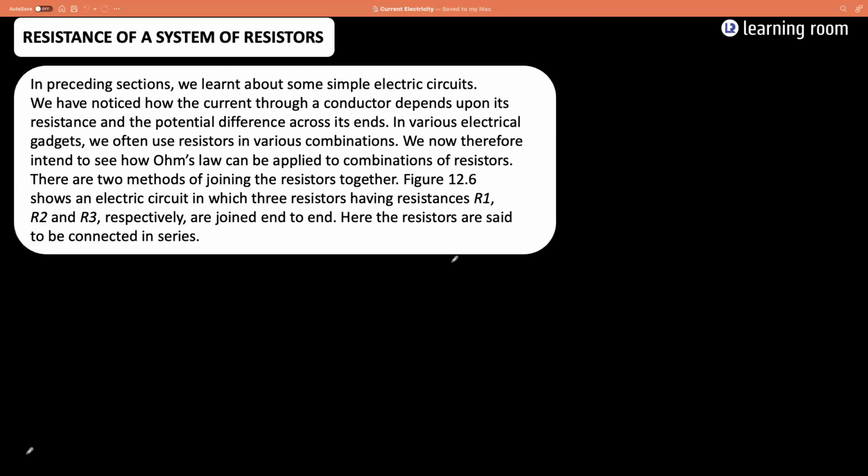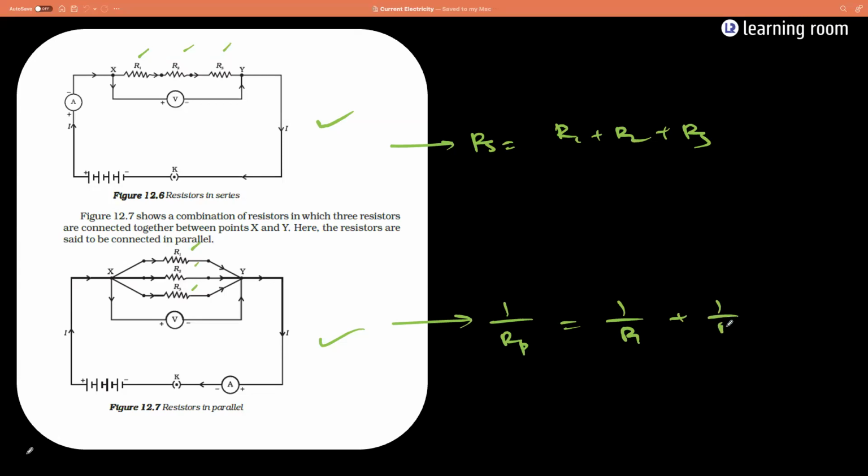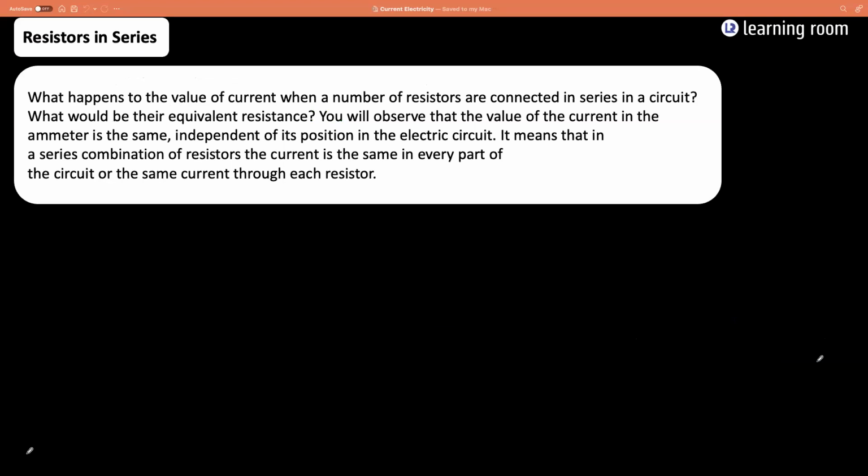Next. When you talk about the resistance of a system of resistors, there are two types of connections we can follow. One is series and the second is parallel connection. In series, the current through all the resistors is going to be the same, whereas in parallel, the potential difference across each resistor will be the same. So what is the equivalent resistance in series? Rs will be equal to R1 plus R2 plus R3. And 1 by Rp will be equal to 1 by R1 plus 1 by R2 plus 1 by R3.